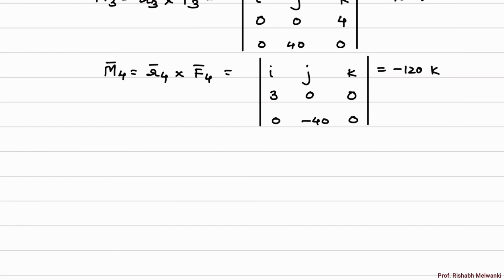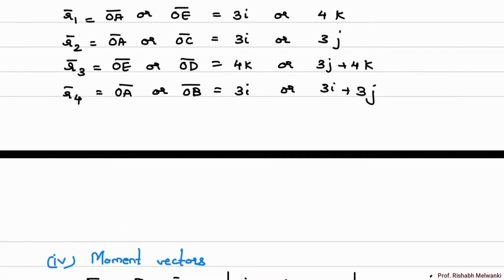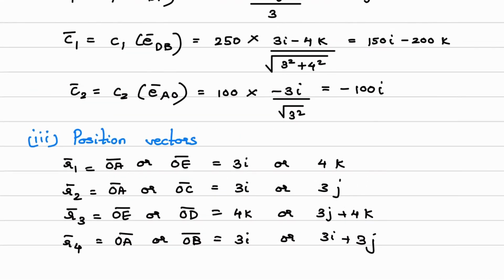Now the unit of this moment vector will be Newton meter. No need to calculate the couple vector again, because we have already calculated the couple vector in the previous step. So no need to calculate it again when we are finding moment vectors. The unit of couple vector and moment vector will be the same.